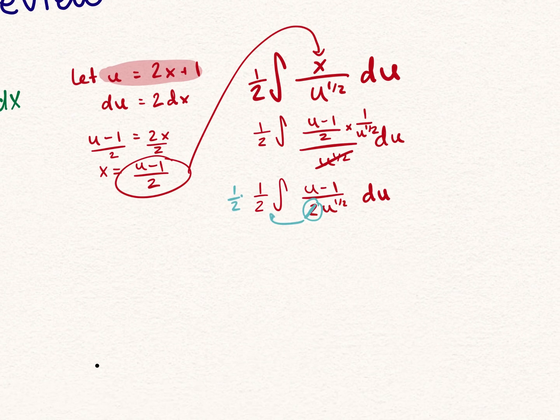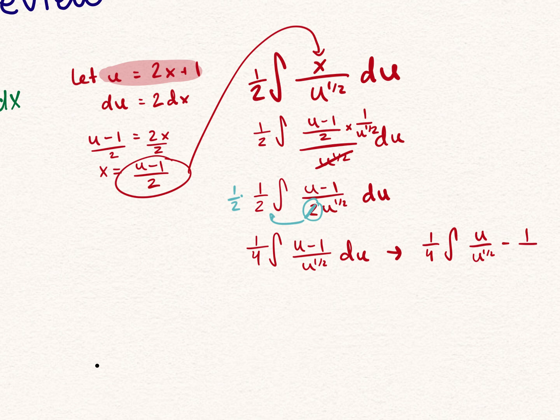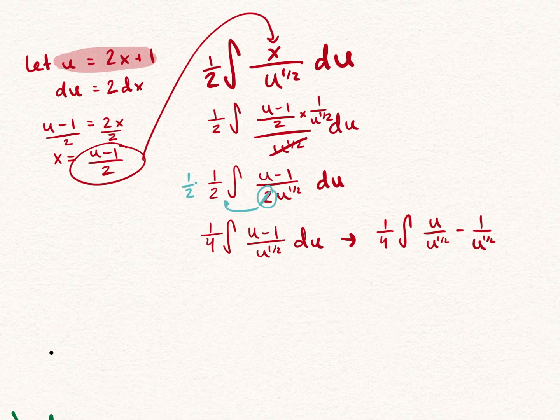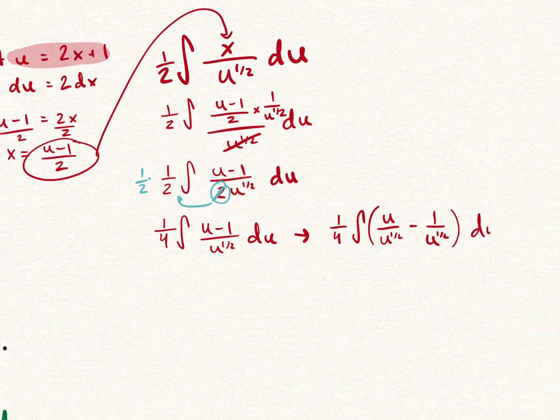So 1/2 times 1/2 on the outside would be 1/4 times the integral of u minus 1 over u to the 1/2 power du. Still can't take the antiderivative of this, but I would want to split up my terms to simplify. So I have 1/4 times the integral of u over u to the 1/2 minus 1 over u to the 1/2 du. Any questions on what we've done so far? Okay, perfect.